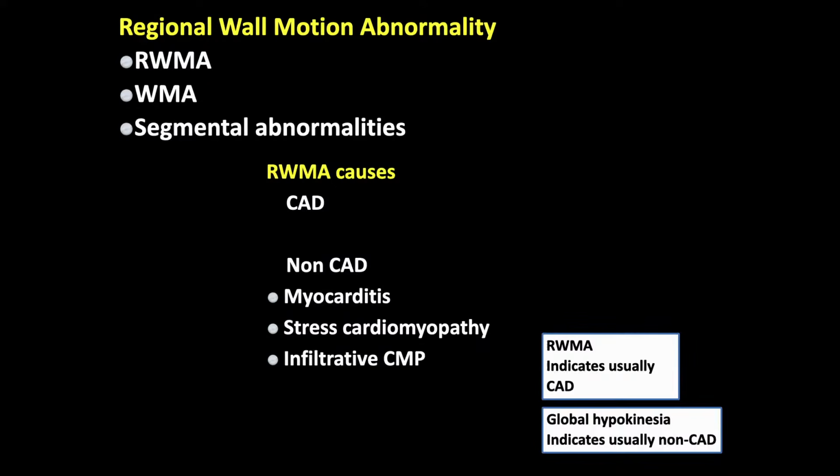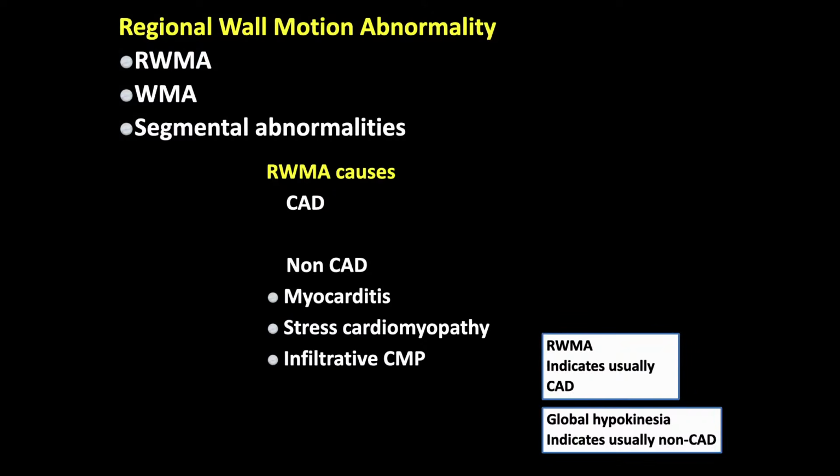So you have a few examples: myocarditis, stress cardiomyopathy, and then infiltrative cardiomyopathy, certain types. And when we use the word RWMA, we usually imply in our report that it means CAD. And when we say global hypokinesia, we say it is non-CAD. But it can happen the other way in a small percentage. So sometimes with global hypokinesia, you can have a multivessel disease, and what you perceive as small, subtle wall motion can be termed as global hypokinesia.